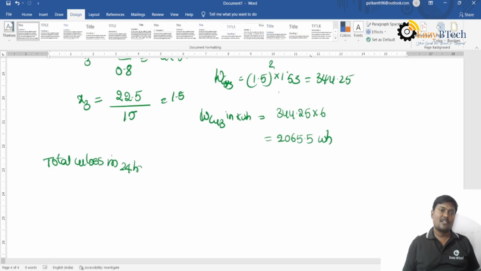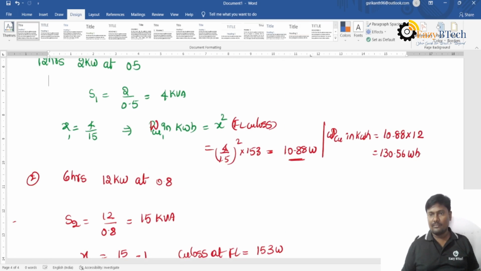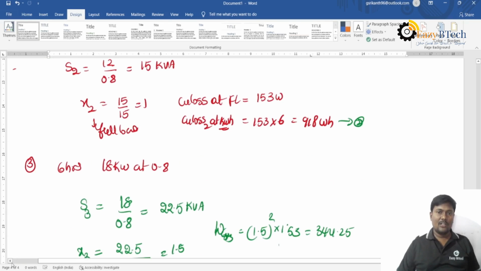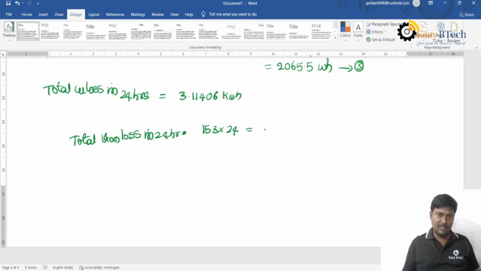in 24 hours is equal to, if you add all, this is third, this is second, and this one is first. If you add all these three, then finally I got 3.11406 kilowatt hour. And the total iron loss in 24 hours, 153 into 24, should be equal to 3.672 kilowatt hour.